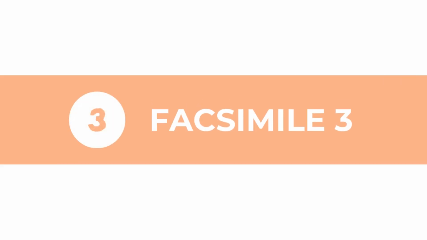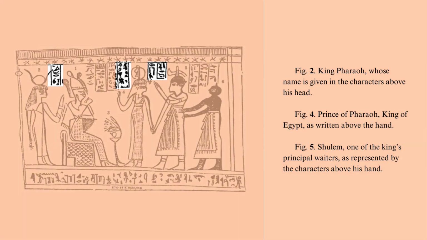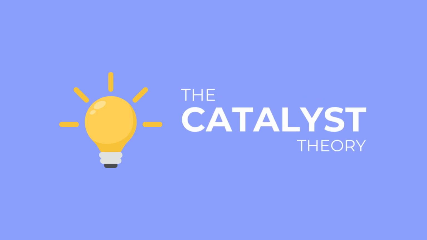Third is Facsimile 3. This facsimile was copied directly into the Book of Abraham, and because of this, we know exactly what the source looked like. Joseph provided translations for at least 3 sets of characters on this facsimile, and all 3 translations do not match the Egyptian.